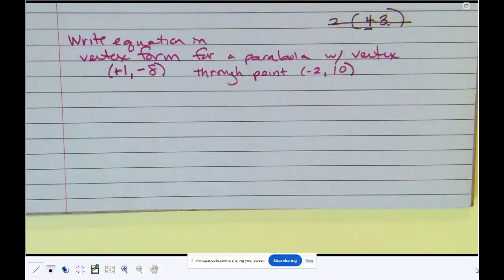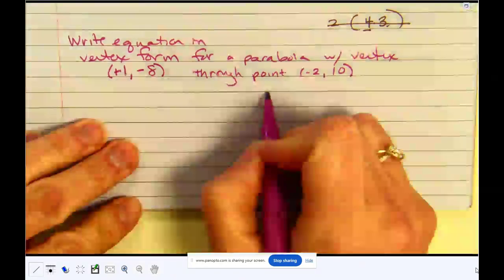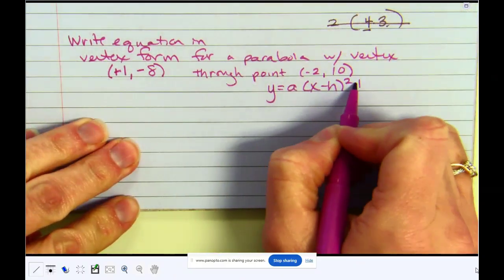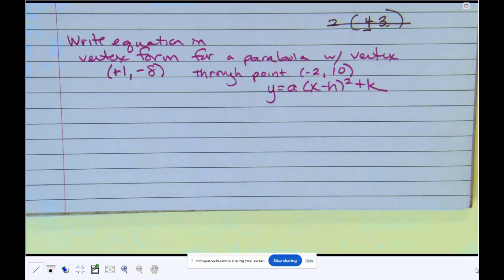So, of the things that you have to memorize, I believe, is point slope form, which I told you on Friday, vertex form, and the 2 formulas from chapter 3. So vertex form's right there. That's y equals a times x minus h squared plus k.